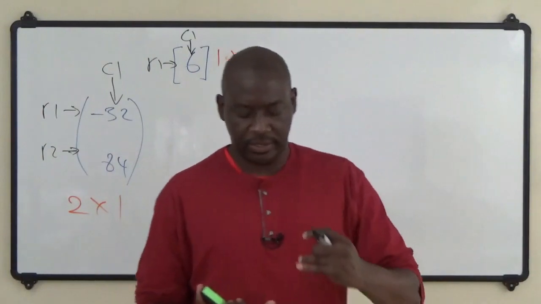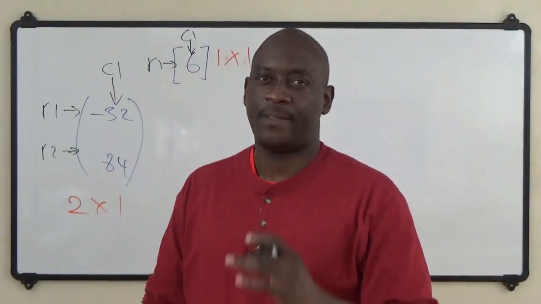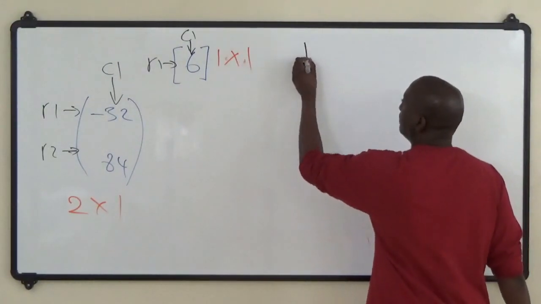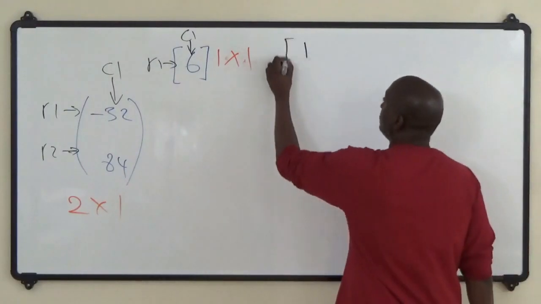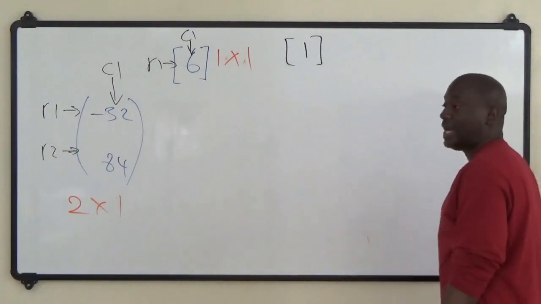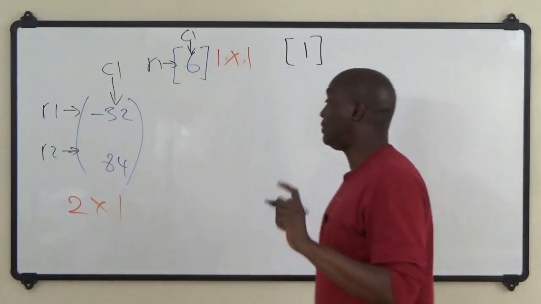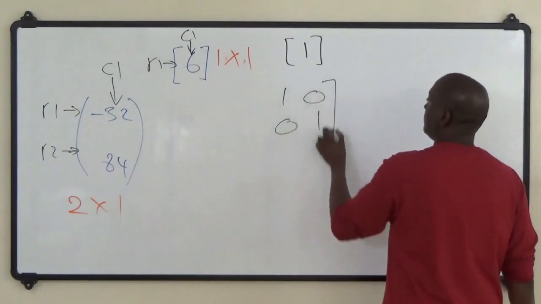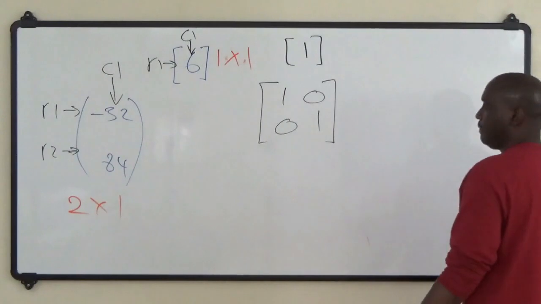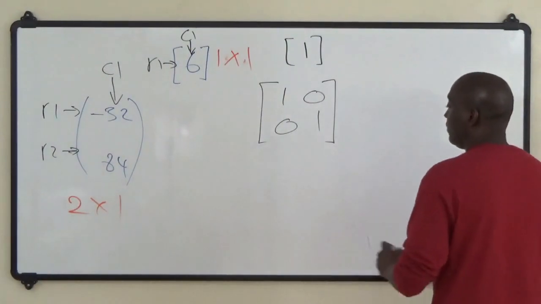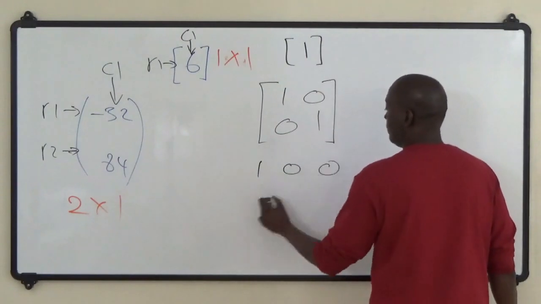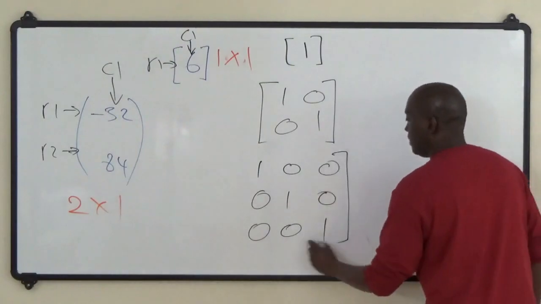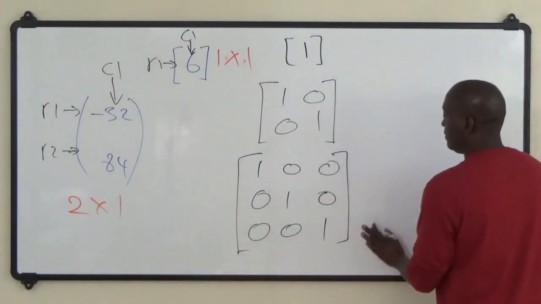Whether you're talking 1 by 1, 2 by 2, 3 by 3. So the identity matrix of order 1 will be just a regular number 1, which we will put in square brackets. The identity matrix of order 2, which is a 2 by 2, would be, watch it, 1, 0, 0, 1. That is the identity matrix of order 2. By the same token, your identity matrix of order 3 would be 1, 0, 0, 0, 1, 0, 0, 0, 1.